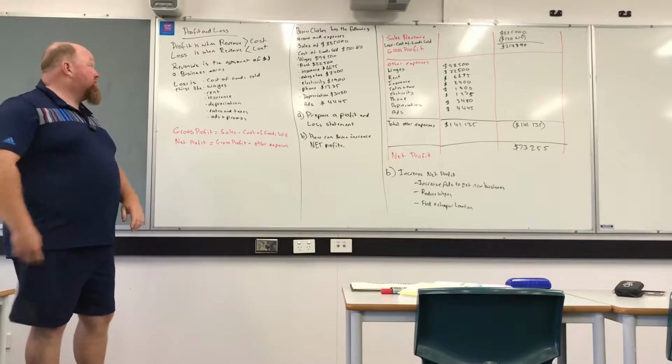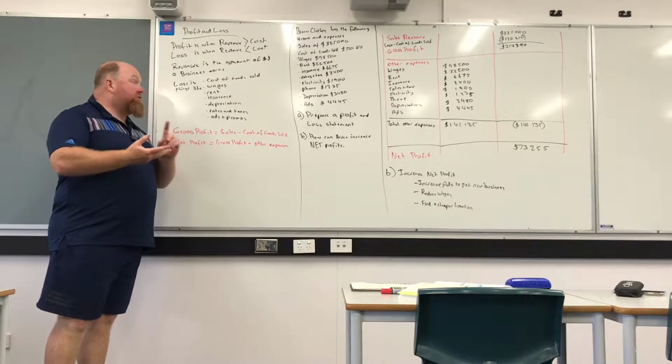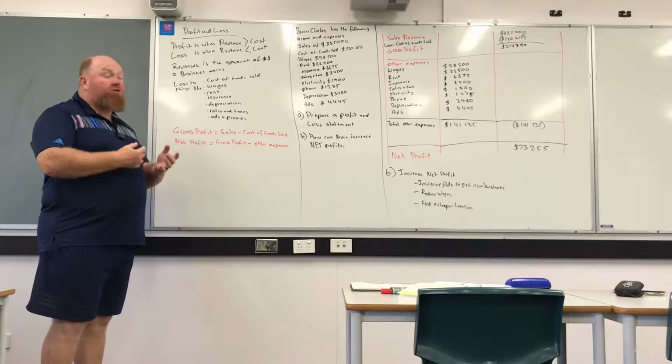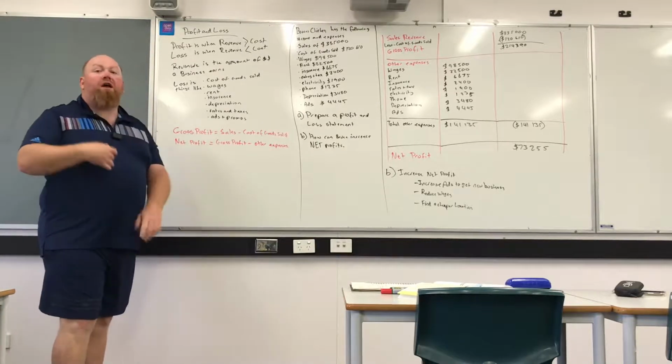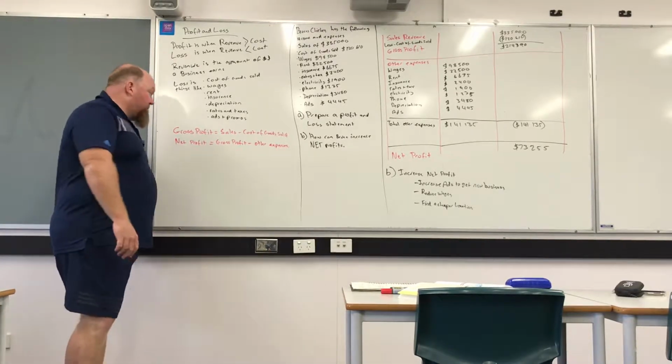Costs are things such as cost of your goods sold, your wages, your rent, your insurance, your depreciation, your rates and taxes, your ads and promos, and many other things. But that's the main thing.